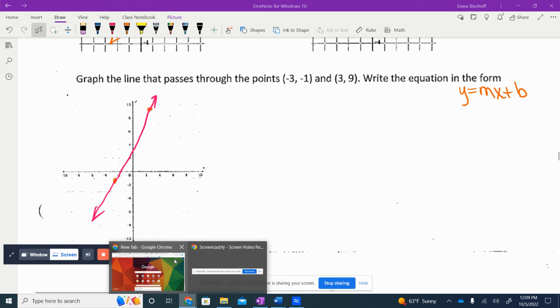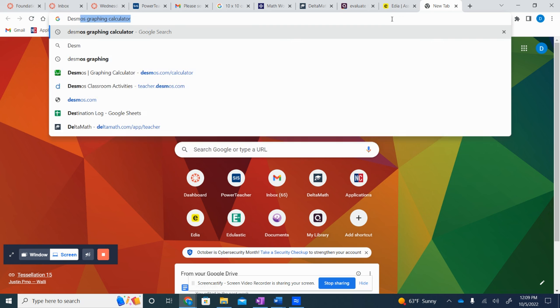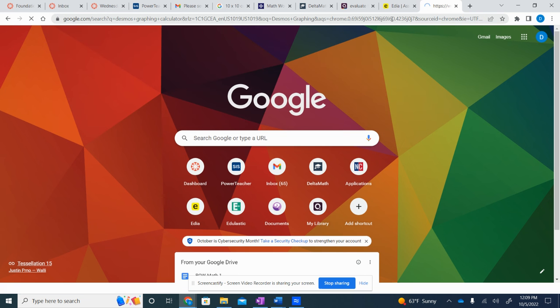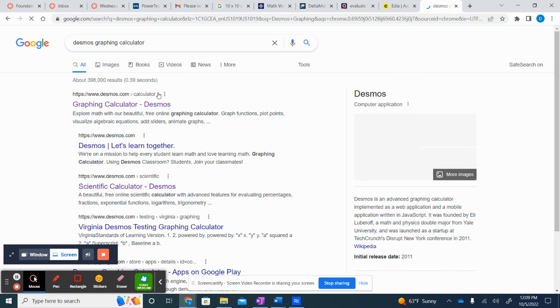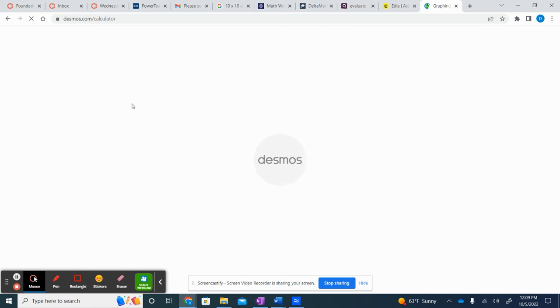What do you guys know about Desmos graphing? Who said they hate Desmos? Okay, listen. If you knew how to use Desmos graphing calculator, you would love it. Let me show you why.